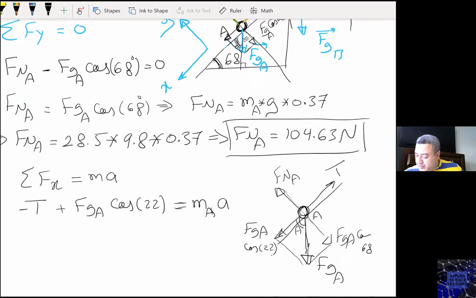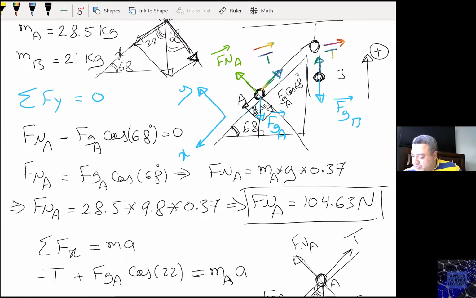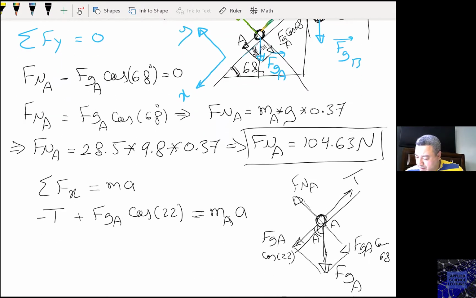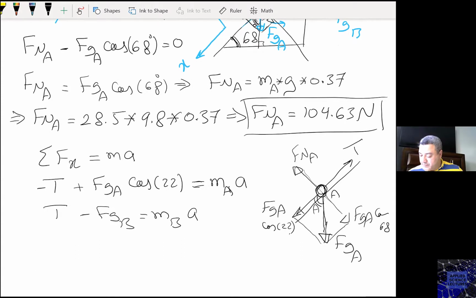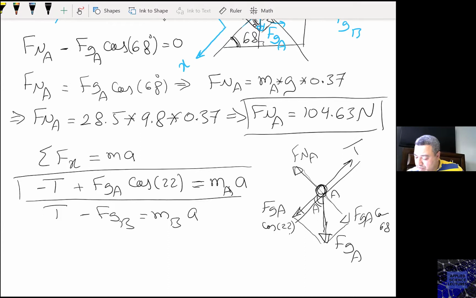Okay, so now back to here. If I want now to write Newton's equation only for box B, it will be as simple as positive direction going up. It will be T minus F_gB equals to M_B a. So I have here the first equation for the first system. I have the second equation for box B.